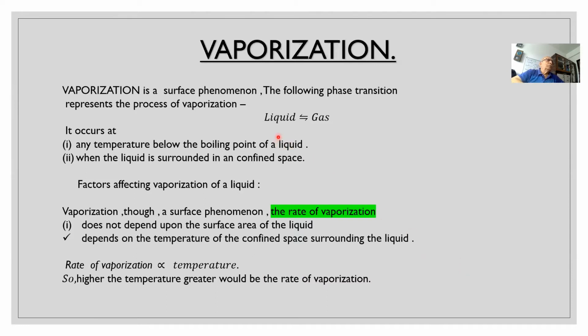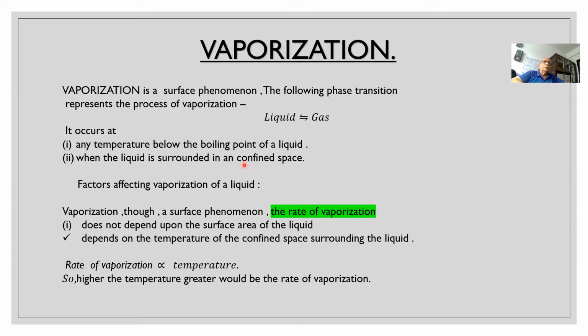Now, let us have some more considerations about vaporization. Vaporization is a phase transition. Phase transition means conversion. It's a physical conversion, a physical change. No chemistry is involved here. Of course, at a particular condition, an equilibrium may be set. An equilibrium is established. It occurs, as I have already given you, at a temperature below the boiling point.